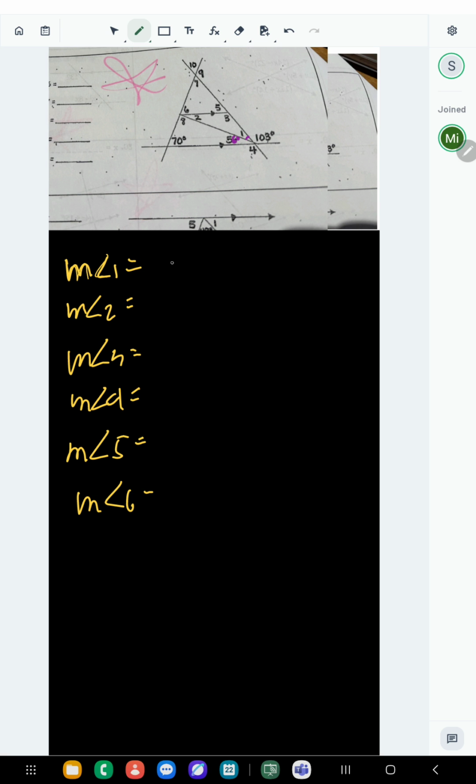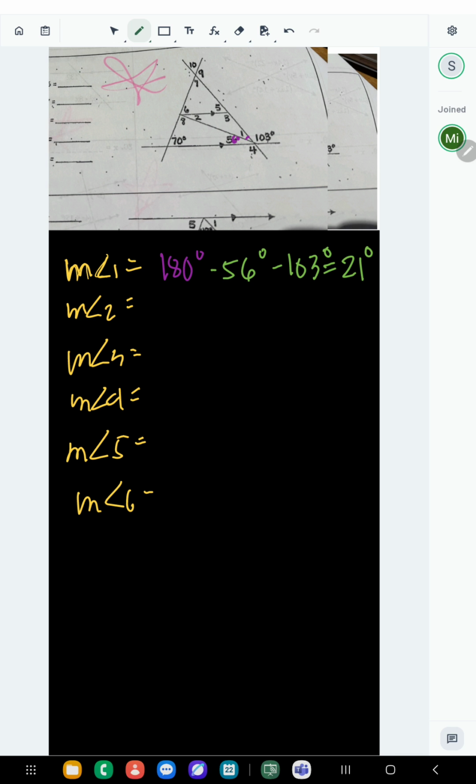180 minus 56 minus 103. Right. So what is that? 180 minus 103 minus 56. So angle 1 is 21 degrees.